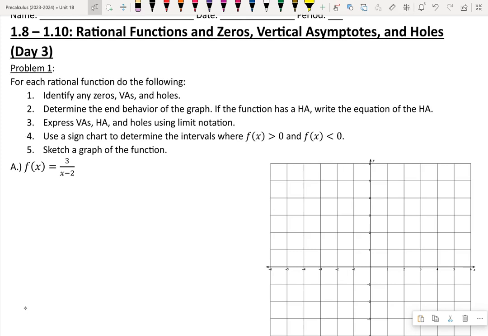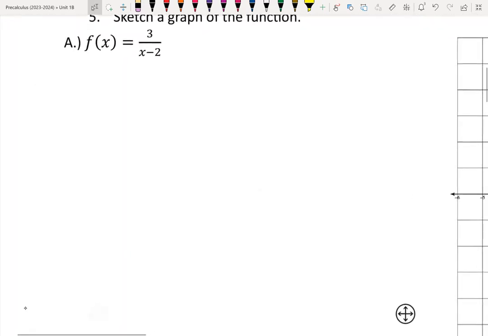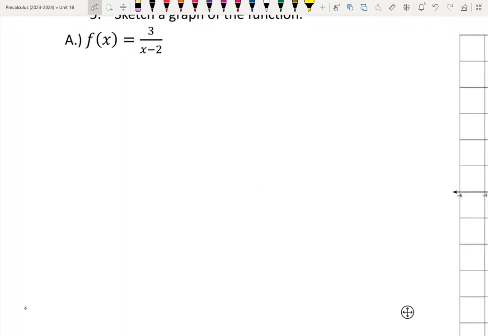We will be using a sign chart and table to get some other points to know where we are above or below the x-axis. And then we'll just connect our points and sketch a graph. So let's go ahead and do our first one here. We're just going to find all that information we've been finding, starting with our holes.